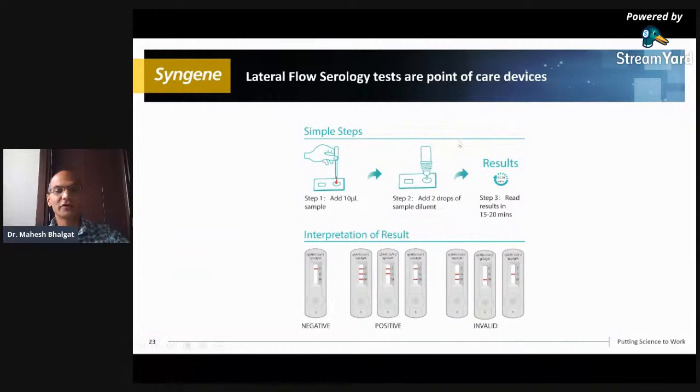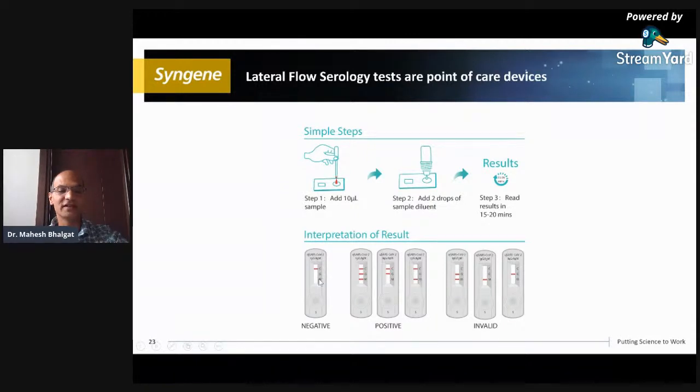The lateral flow is a point of care device, as I am coming back to it, where you add the patient sample, such as blood or serum. You add a little bit of a diluent, and then you let it react for 15 to 20 minutes. When it moves from the place of dropping to where the test strips are, so if you did put in the sample over here, the sample actually moves by capillary action, and depending on what all is present in the sample, it gives you these three different bands, or one band or two bands.